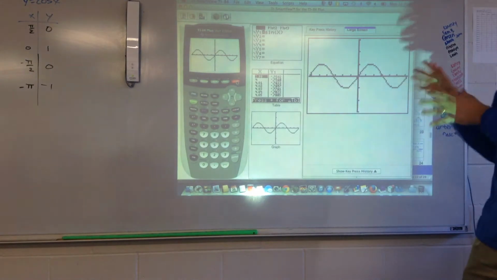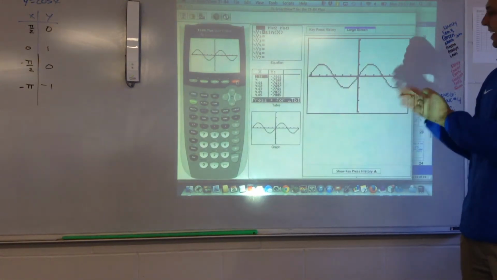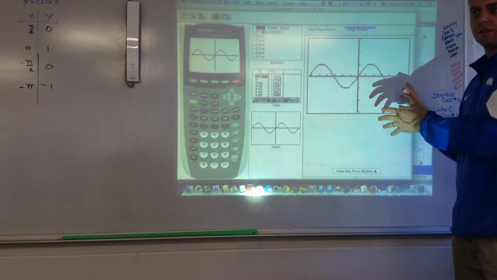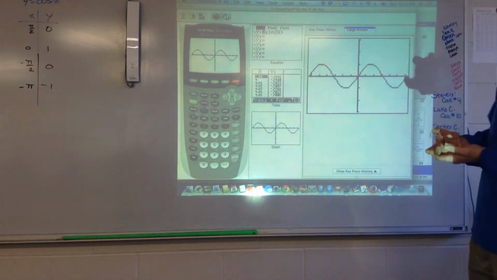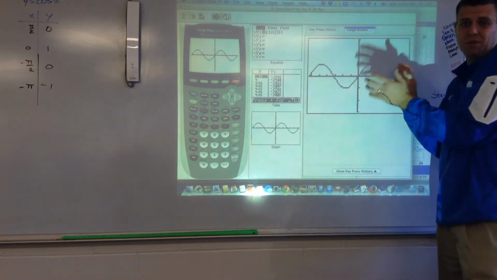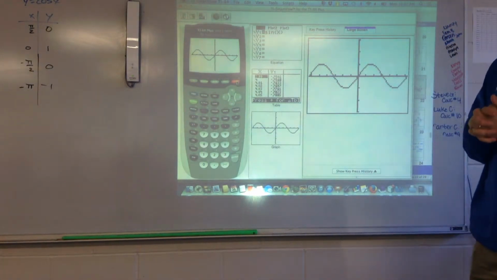Okay? So you can use your calculator to help you get an idea of what the graph should look like. So when you give yours to me on a test or something, you can kind of say, well, it looks like what my calculator says, so I must be doing all right. Okay?